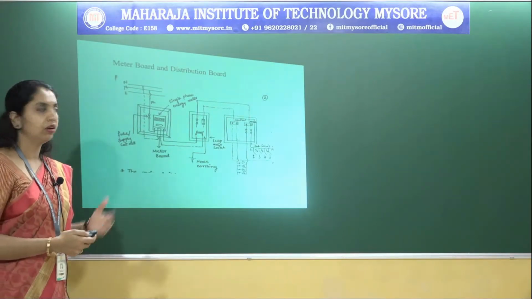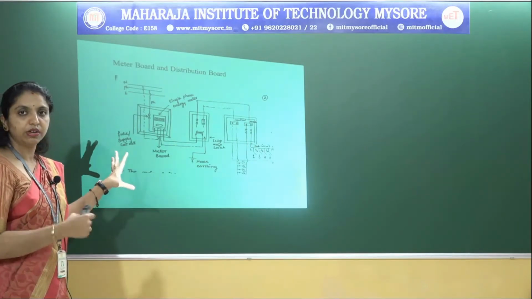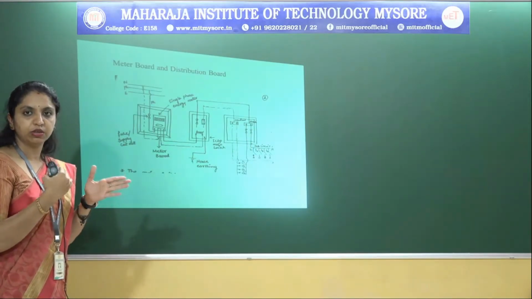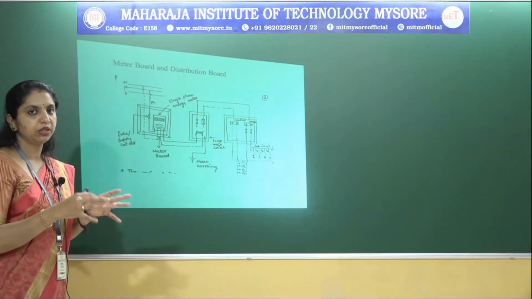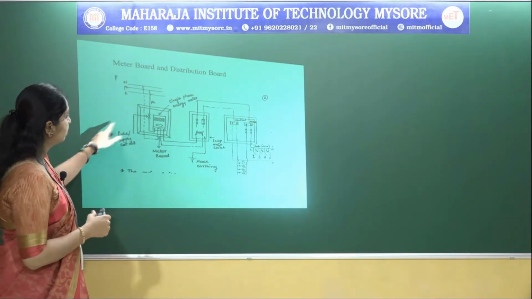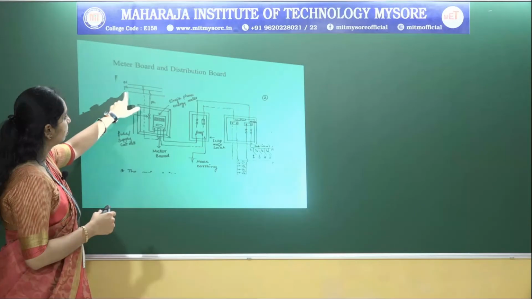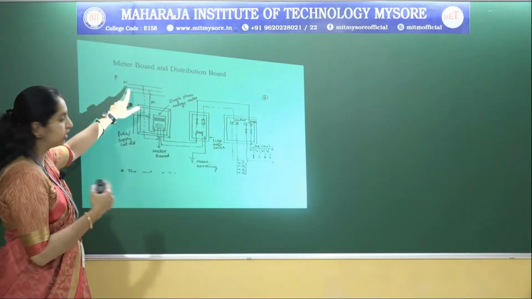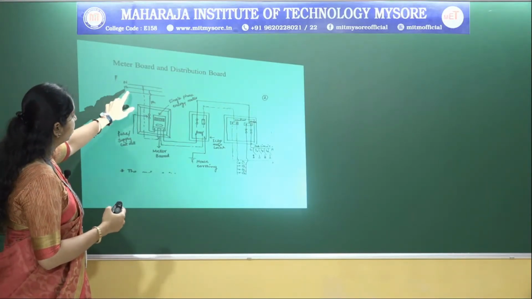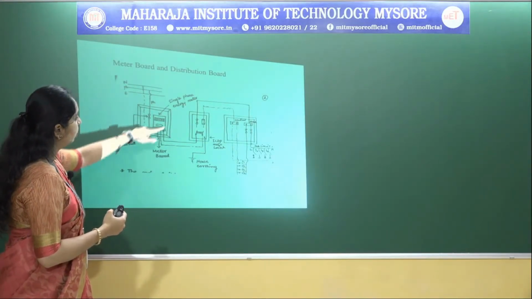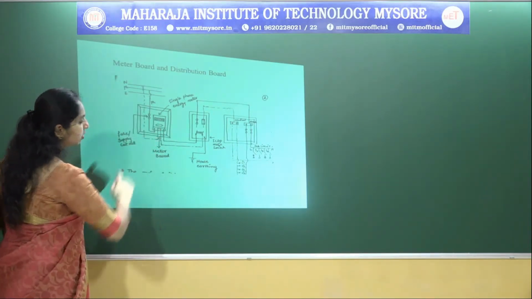Next we have the concept called meter board and distribution board. Like here you can see, as I have already indicated, the supply will be given by the supplier, and later it will be distributed to different places of the building. You can observe there are three different blocks, and initially the supply will be given by the supplier from the nearest pole to the wooden box. Initially to the wooden box, and this wooden box we call the meter board.